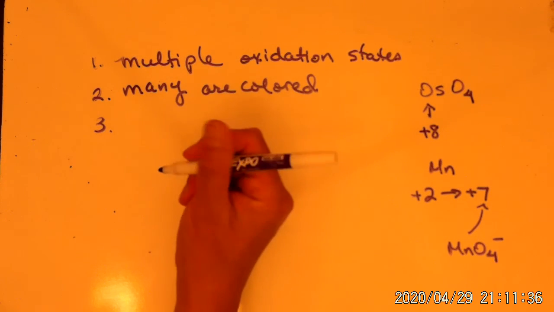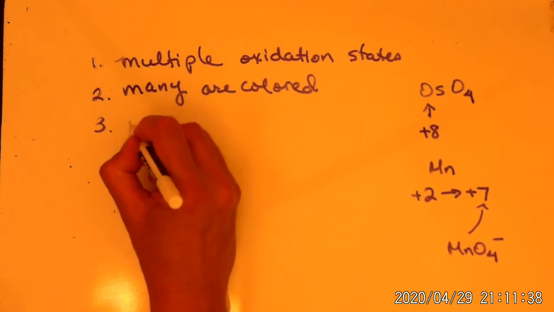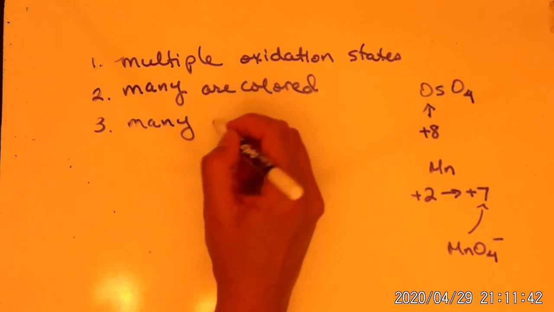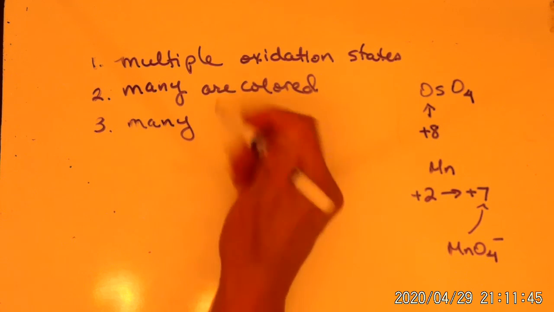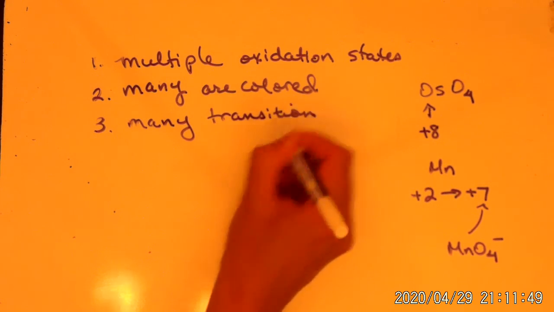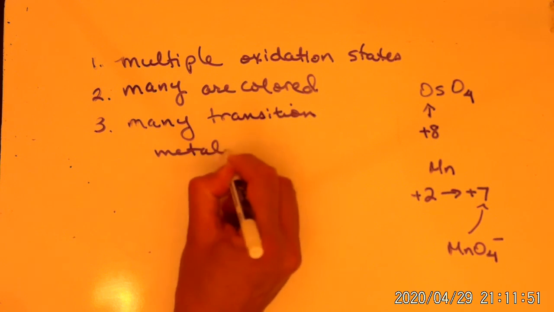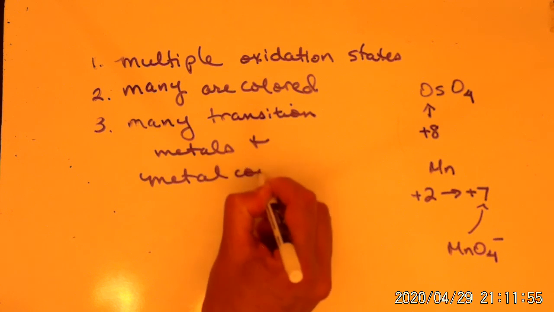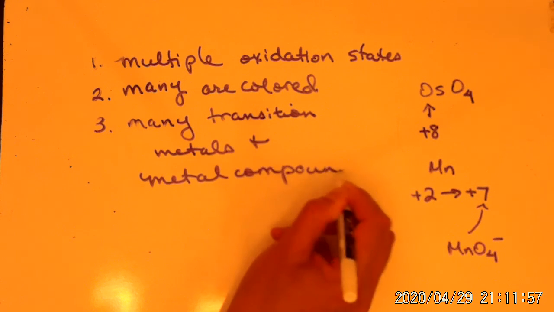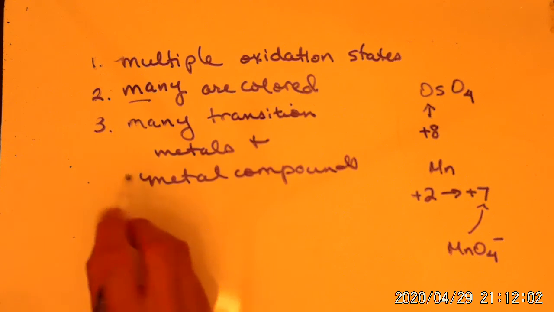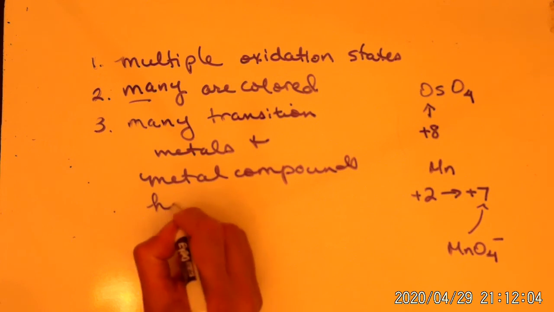Many of the transition metals and compounds are colored. Many of the metals and metal compounds also have magnetic properties.